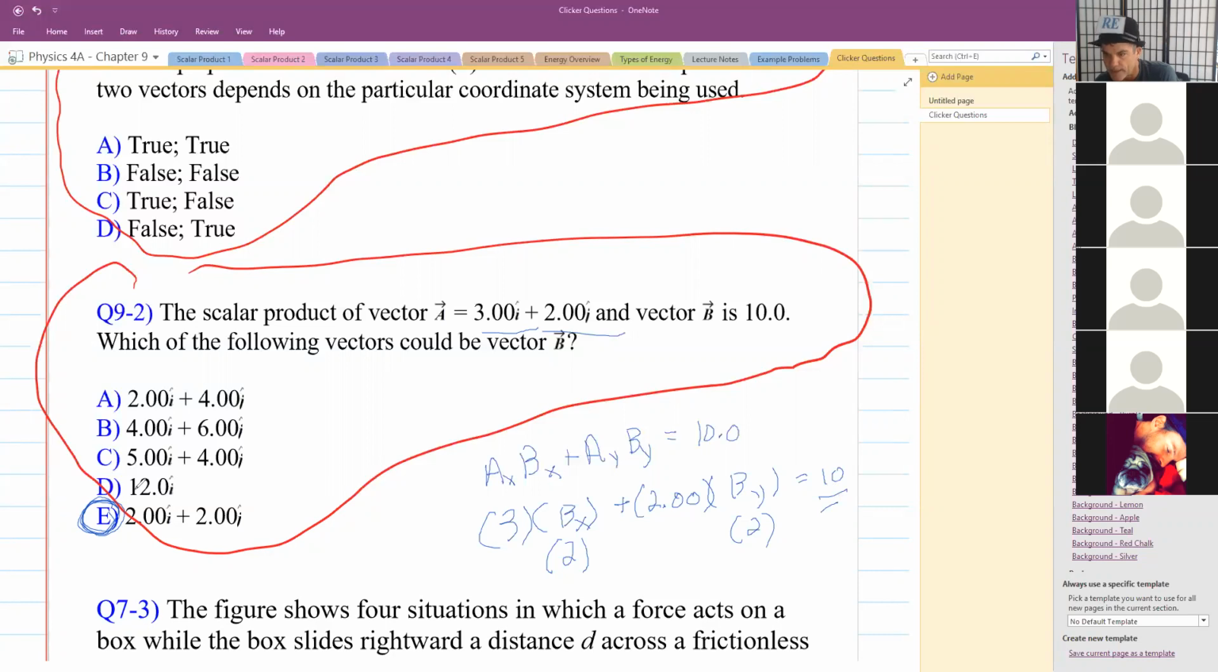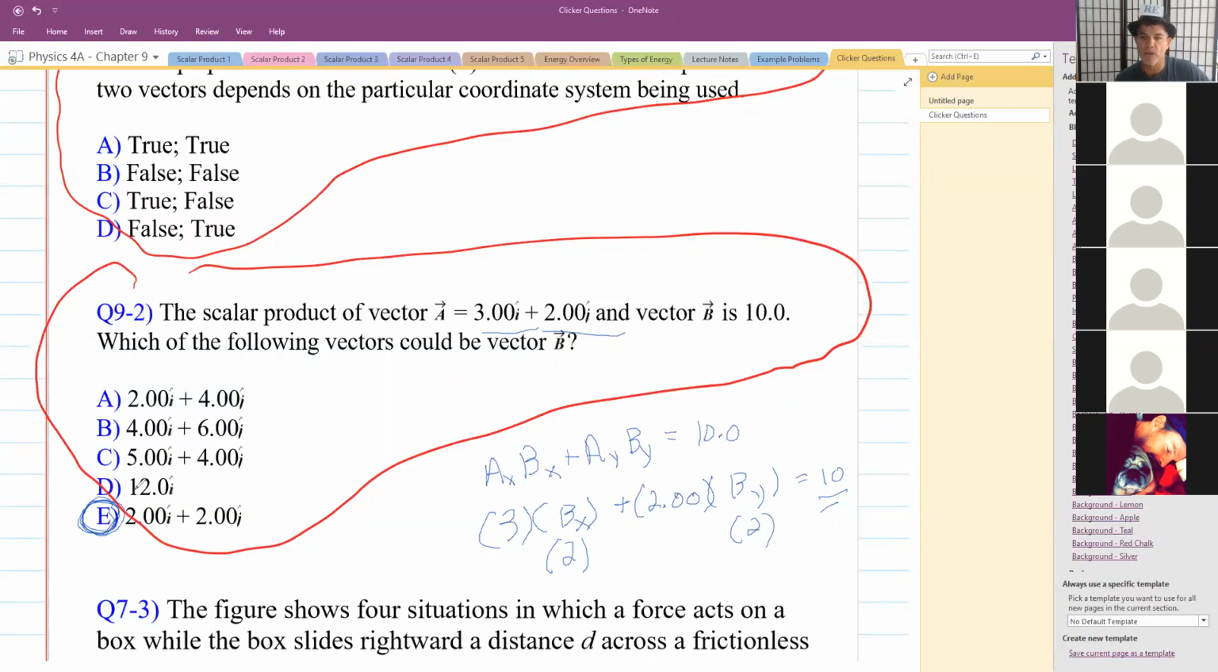Will we have access to these questions online? Good question. I'm using OneNote for this, and I'm going to look into how I can share these notebooks with you. So yeah, I'm going to look into that.